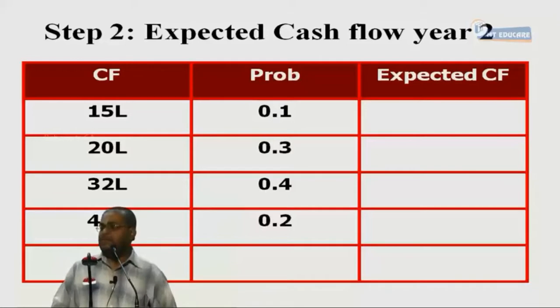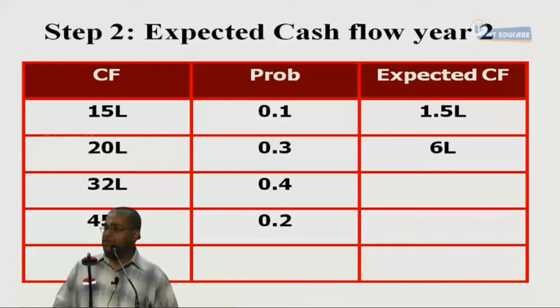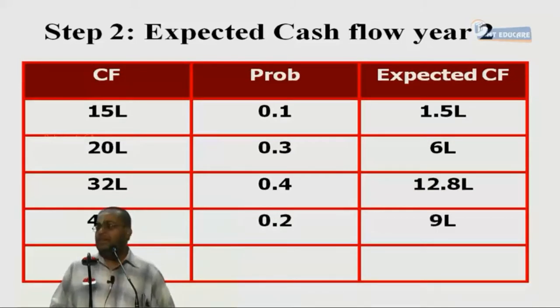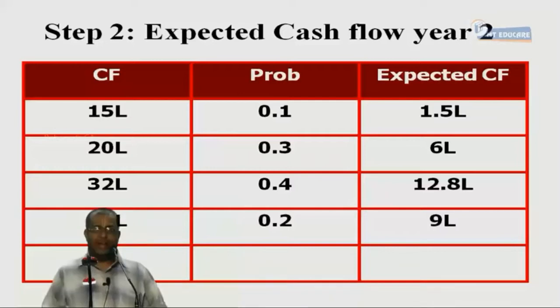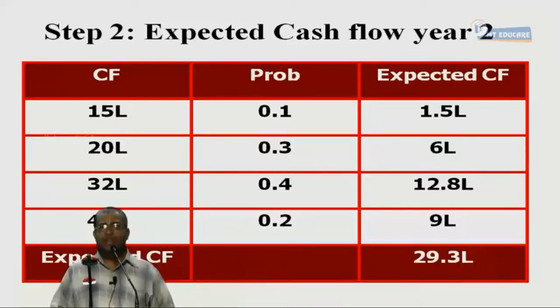The expected cash flow is 15 lakhs into 0.1, 1.5 lakhs. 20 lakhs into 0.3, 6 lakhs. 32 lakhs into 0.4 gives you 12.8 lakhs. 45 lakhs into 0.2 gives you 9 lakhs. If I total, the expected cash flow for year 2 is 29.3 lakhs. Yes or no? Next.